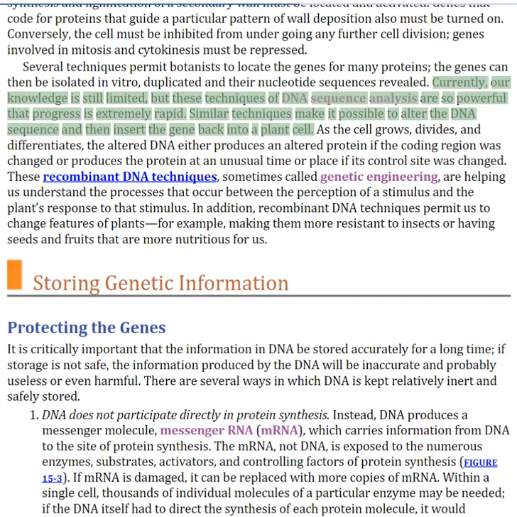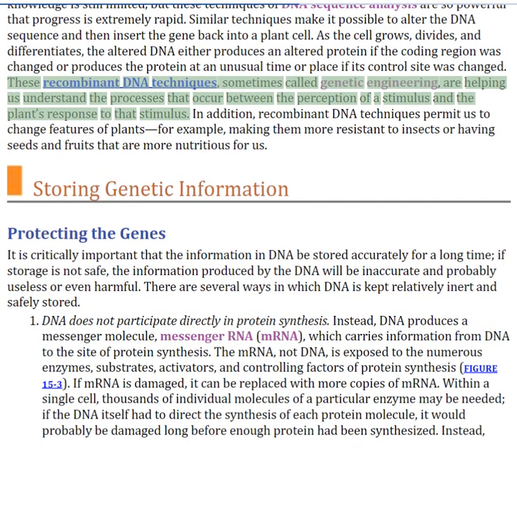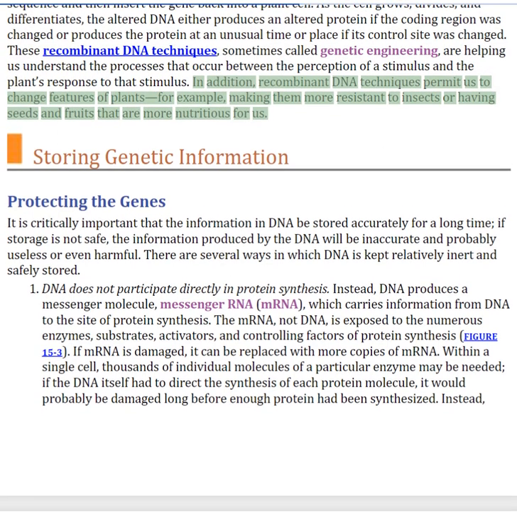Similar techniques make it possible to alter the DNA sequence and then insert the gene back into a plant cell. As the cell grows, divides, and differentiates, the altered DNA either produces an altered protein if the coding region was changed or produces the protein at an unusual time or place if its control site was changed. These recombinant DNA techniques, sometimes called genetic engineering, are helping us understand the processes that occur between the perception of a stimulus and the plant's response to that stimulus. In addition, recombinant DNA techniques permit us to change features of plants, for example, making them more resistant to insects or having seeds and fruits that are more nutritious for us.